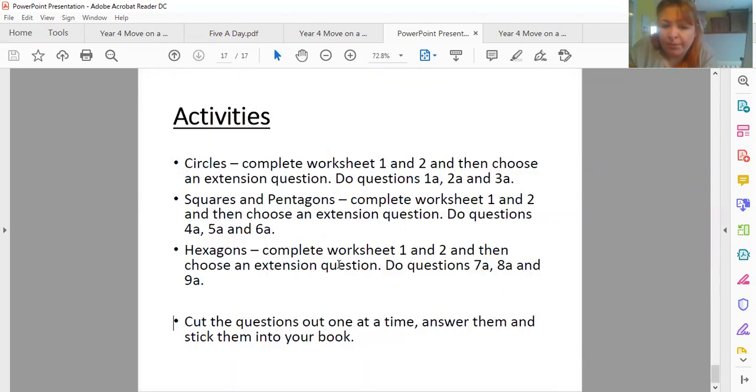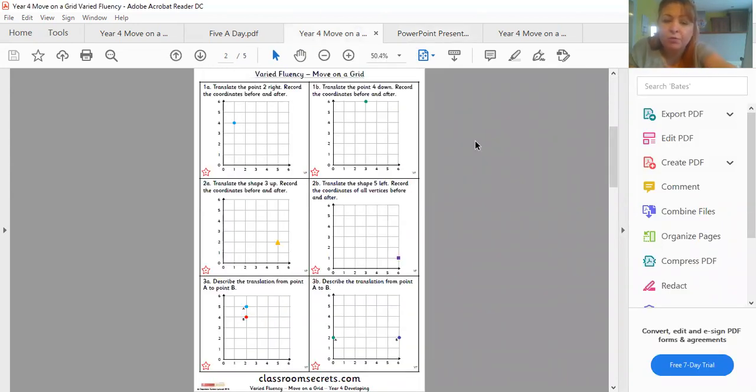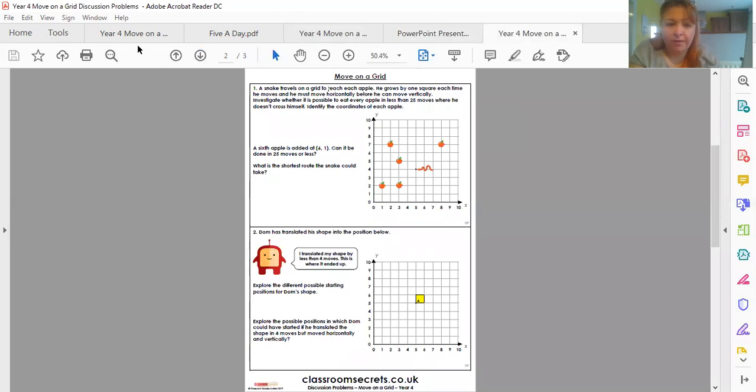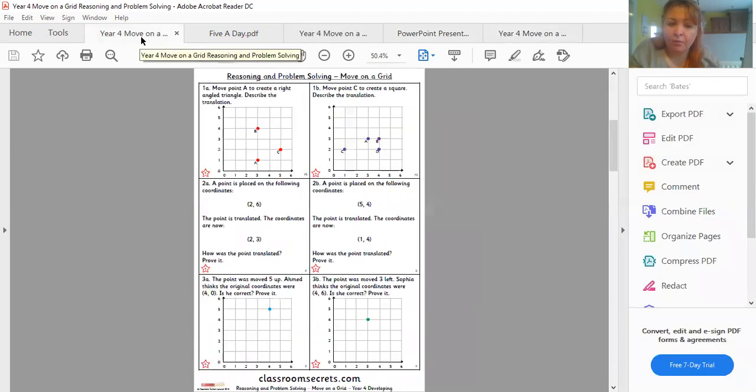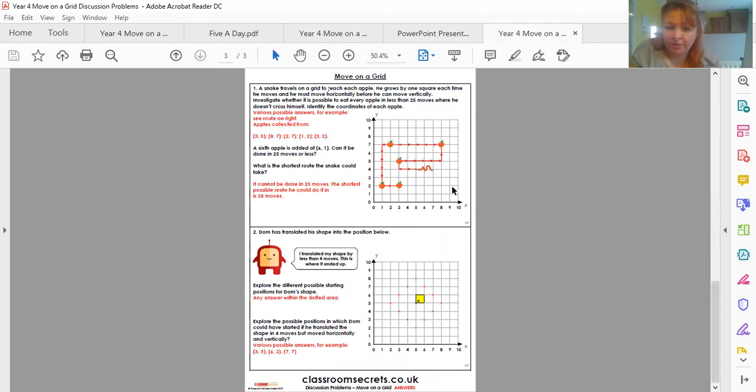So circles, complete worksheet 1 and 2, and then choose an extension question. So you're going to do the questions 1A, 2A, and 3A. So you'll do 1A, 2A, 3A, and then the extension is this one, and you can choose one of these questions.